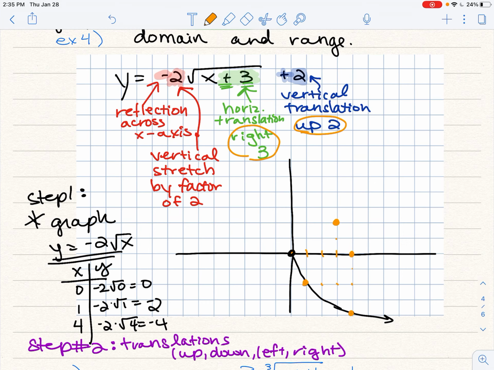And lastly, here was the point we just graphed. So we're going to go to the right 1, 2, 3, up 1, 2. So these orange points are our new points now. Just like that. So this in orange is the graph of y equals -2 times the root of x plus 3, all plus 2.